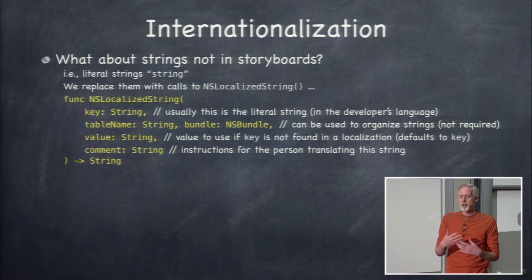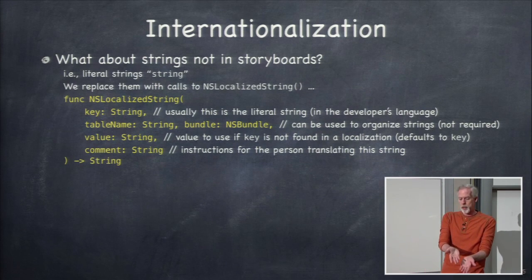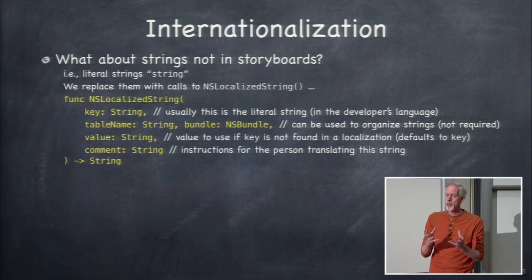So with NSLocalizedString, you pass these arguments, and it gives you back a string. The string it gives you back will either be the value if there's no translation, or the key itself if there's no value, or the translated string that came back from the localizer. And then you're going to use that string. You can put it in the UI. So you want to wrap every literal string in this.